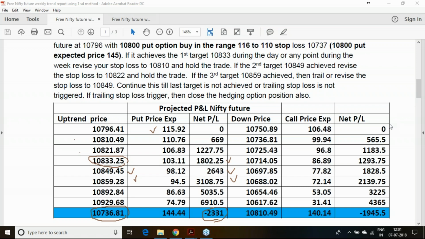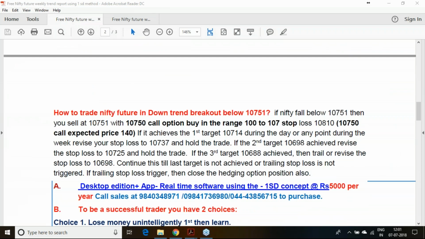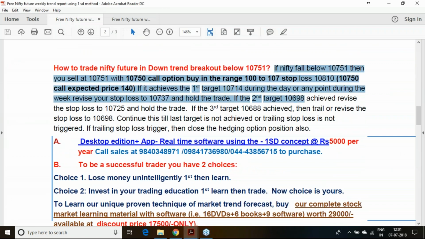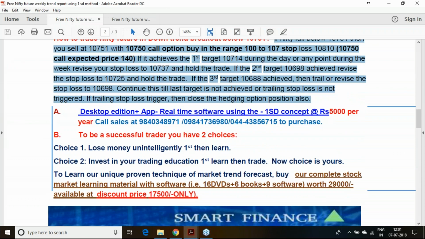So in the same way, if on Monday it gives you a downtrend breakout, you can sell along with a call option of 750, the 10,750 call. And these are your targets. And for every target, how much profit you will get, that also I have estimated for the options. So I have given a clear-cut instruction on how to trade.